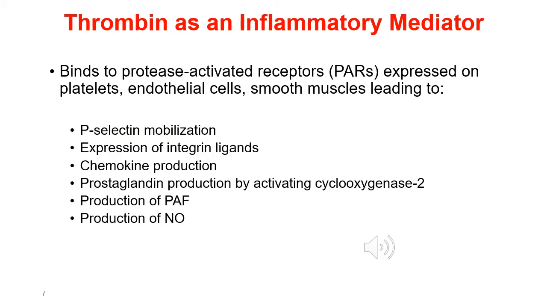So thrombin is regarded as one of the potent inflammatory mediators, where it binds to protease activated receptors which are expressed on platelets, endothelial cells, and smooth muscles, leading to P-selectin mobilization, expression of integrin ligands, chemokine production, prostaglandin production by activating the cyclooxygenase 2 pathway, production of platelet activating factor, and production of nitric oxide. So it's regarded as one of the potent and efficient mediators of inflammation.